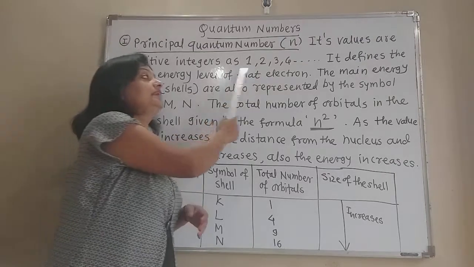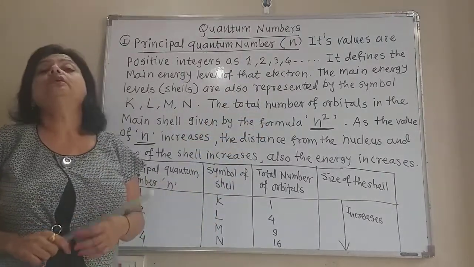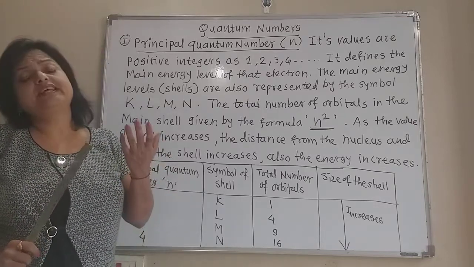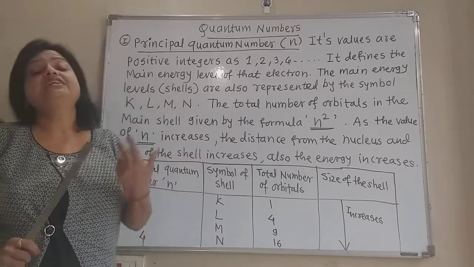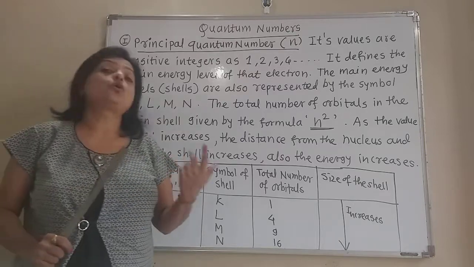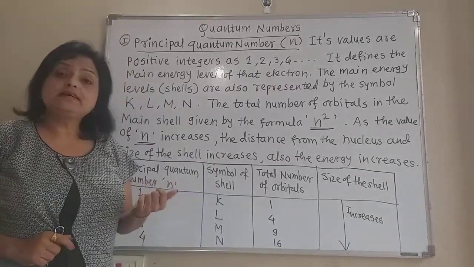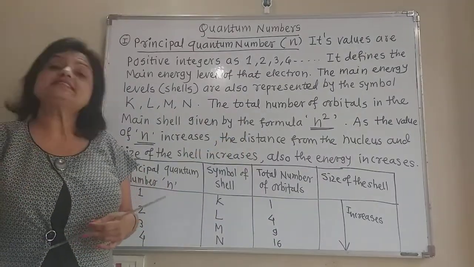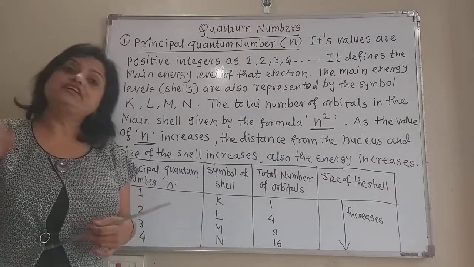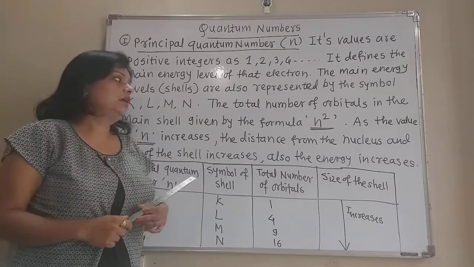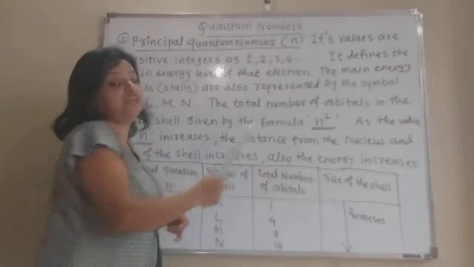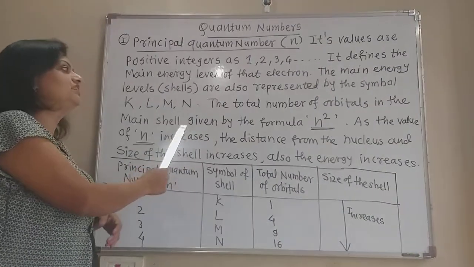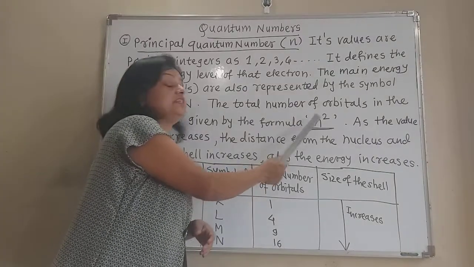As the value of n increases, the distance of the electron from the nucleus increases, as well as the size of the atom, and the energy of that electron also increases. The greater the value of n, the principal quantum number, the greater is the energy level and energy of that electron. Now, the total number of orbitals in the main shell is given by the formula n square.